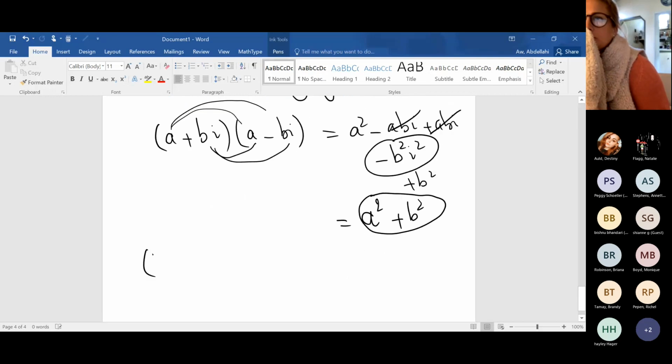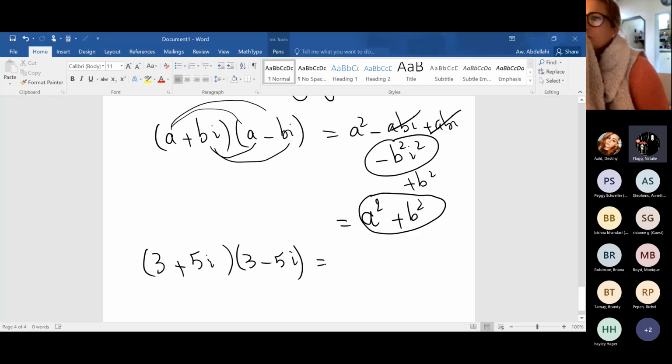For instance, 3 plus 5i times 3 minus 5i, are they conjugate? Yes. They are conjugate. Do I need to FOIL? No. I don't need to FOIL. What is my final answer? 3 squared plus 5 squared. Your final answer will always be a positive number. It's going to be one square plus another square, always. Isn't that a very good shortcut?